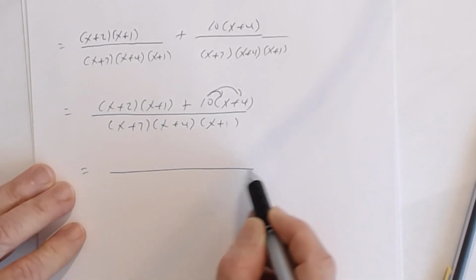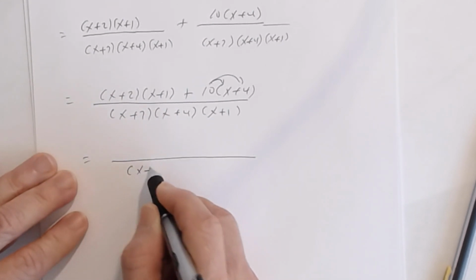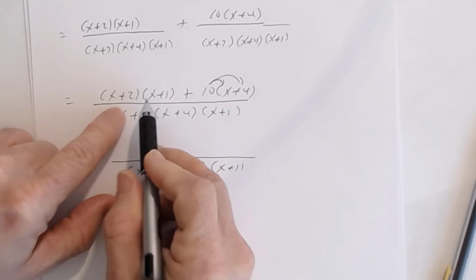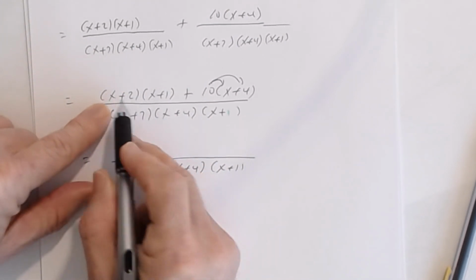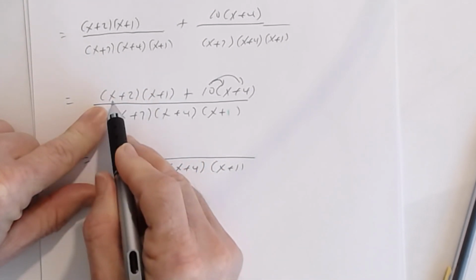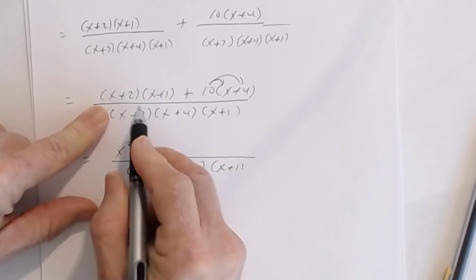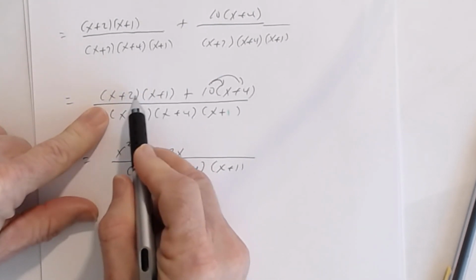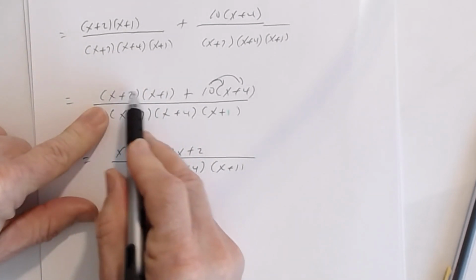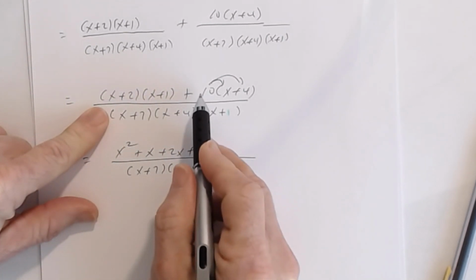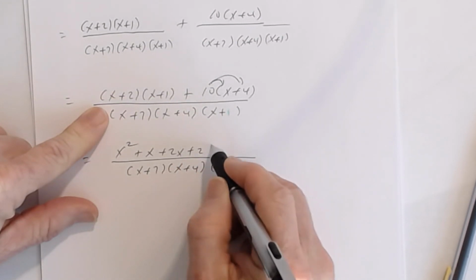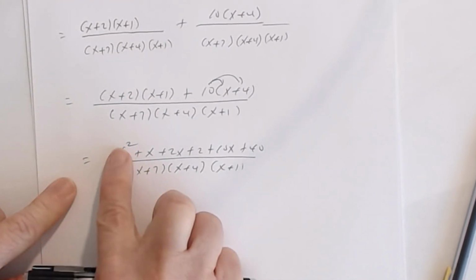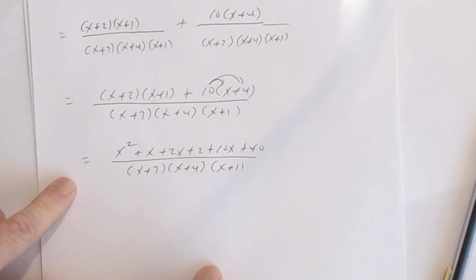So now this becomes, now I'm going to rewrite the denominator, x plus 7, x plus 4, x plus 1. So if I FOIL this, x times x is x squared. The outer x times 1 is 1x. The inner 2 times x is 2x. And the last 2 times 1 is 2. Okay, so that is this. Then I'm going to distribute this. 10 times x is 10x, so plus 10x. And then 10 times 4 is 40, so plus 40. All right, so all these terms is this numerator.